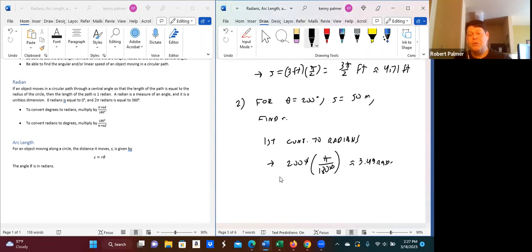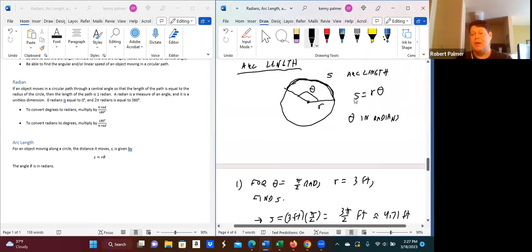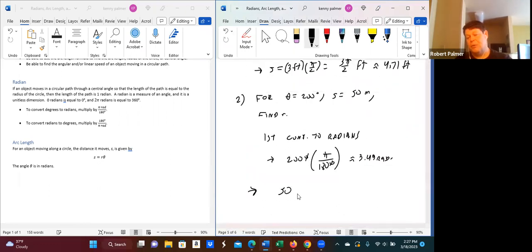So a couple of ways you can do this. You can just plug it into the formula if you want. Our formula is S equals R times theta. That's probably the easiest way. In this case, we know S, we know theta. Plug it in. So arc length 50 meters is equal to R times theta, which is 3.49. And so, just turn this around.